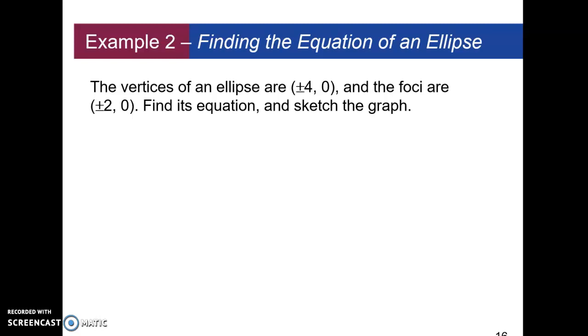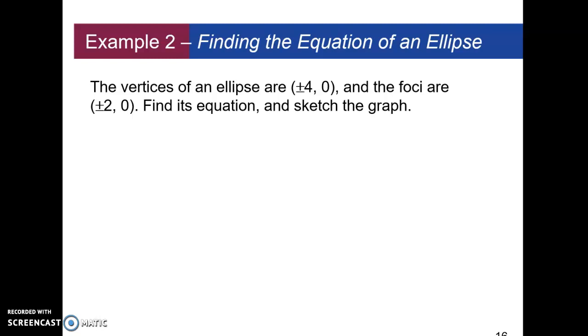And remember, the foci and vertices are always on either the x-axis or the y-axis, but they will be together, both on the x-axis or both on the y-axis. Here, they're both on the x-axis. So this is what I call a wide ellipse. It's wider than it is tall.